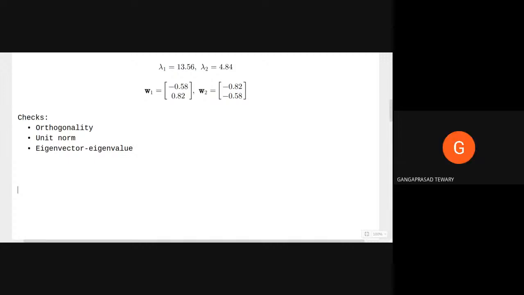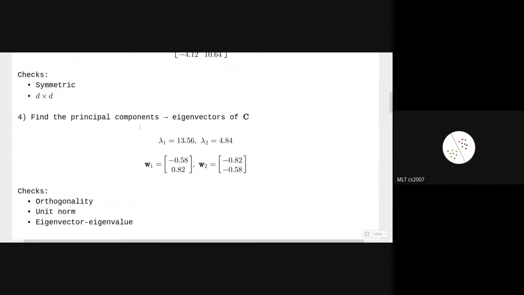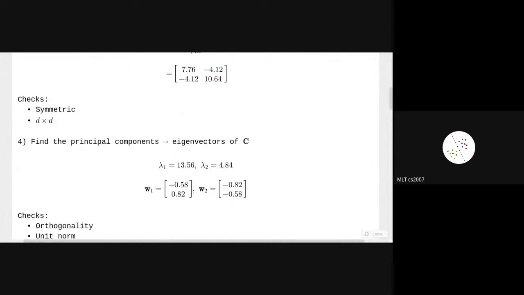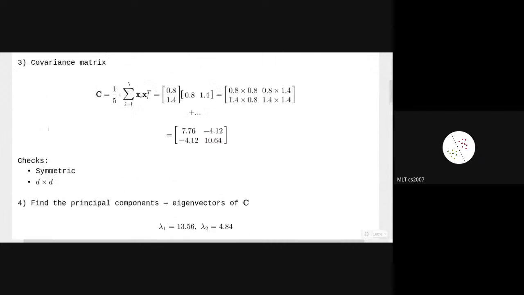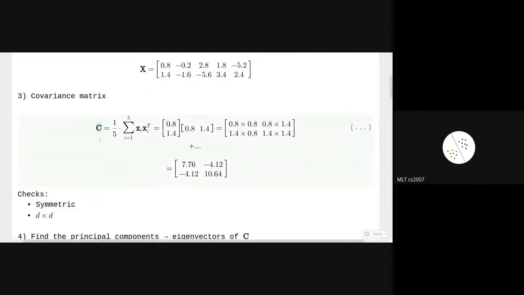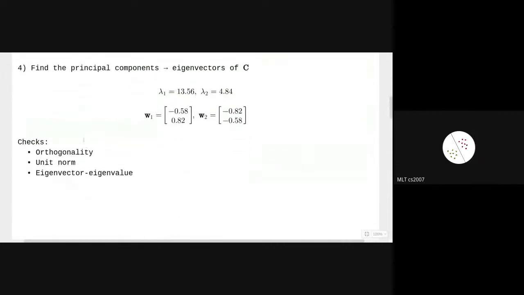Sir, what is this third test? The eigenvector, eigenvalue test. The first two are clear, sir. That test is just to see that W1 and W2 are what we expect. How did we find W1 and W2? We passed it into some black box which gave us the eigenvectors and eigenvalues of C. So I'm just making sure that they are indeed eigenvectors and eigenvalues of C.